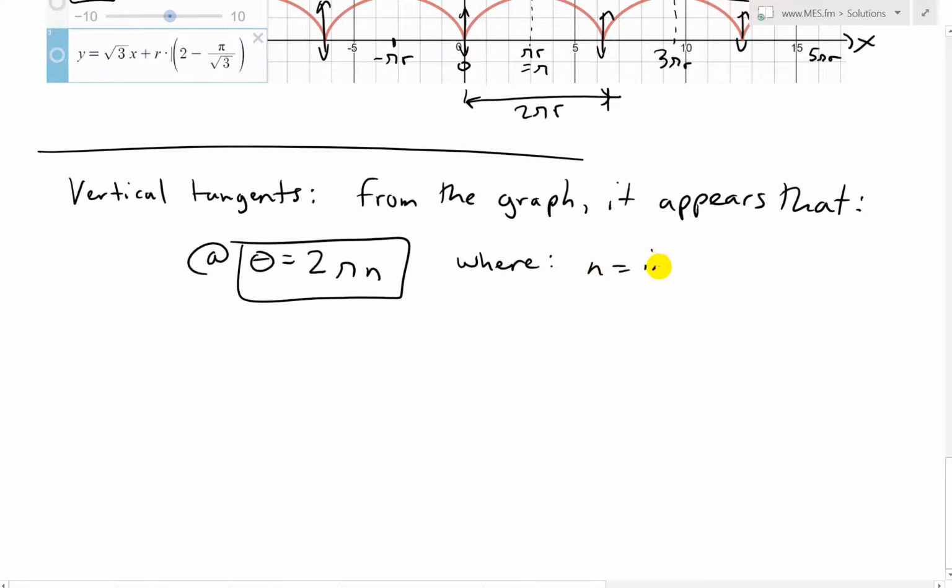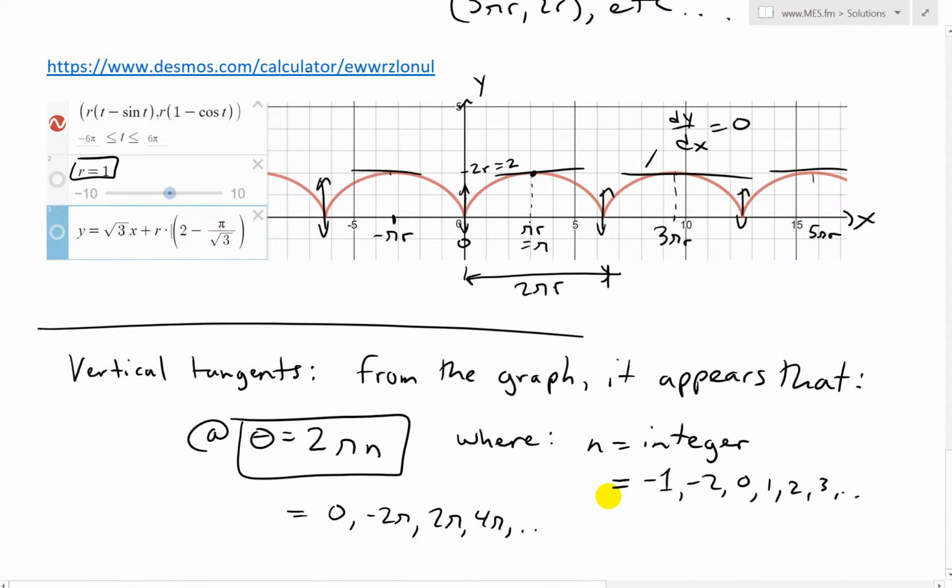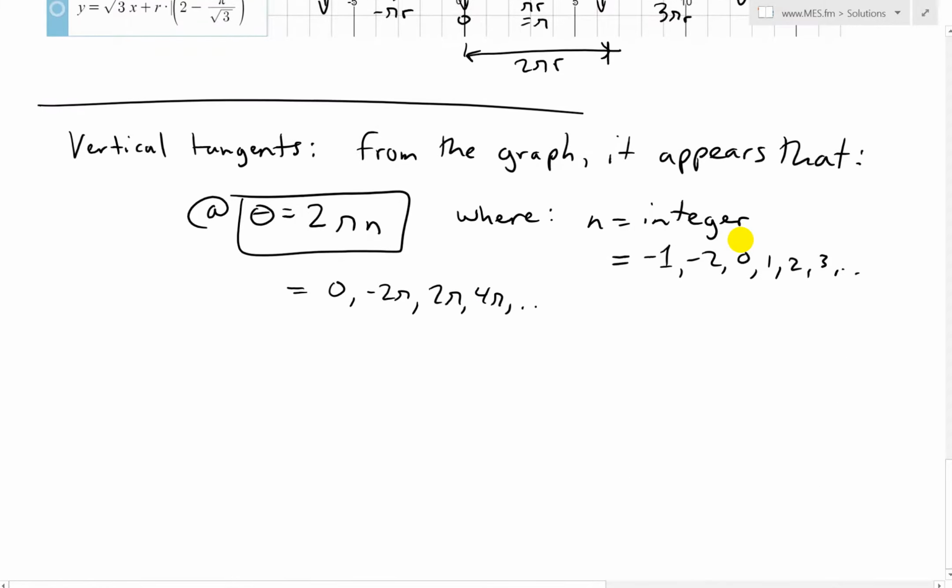n is equal to an integer, like that. Well, you could have it as -1, -2, 0, 1, 2, 3, etc. So in other words, this could equal 0, -2 pi, 2 pi, 4 pi, etc. So that's what it appears to be, but we can actually verify this.